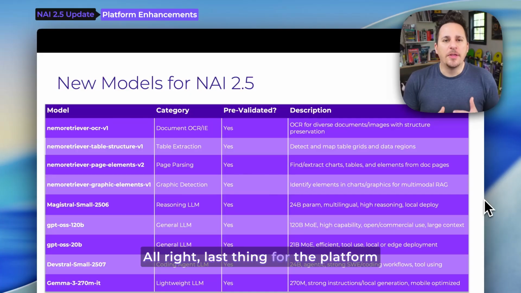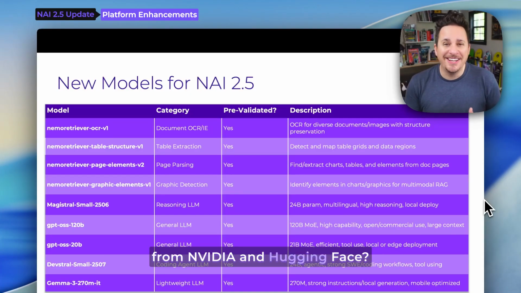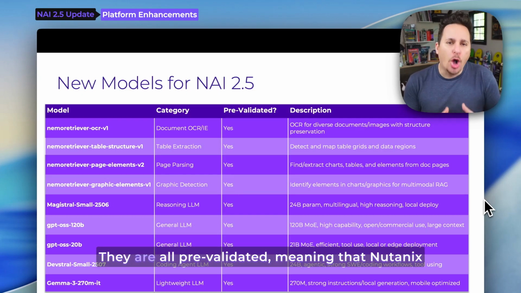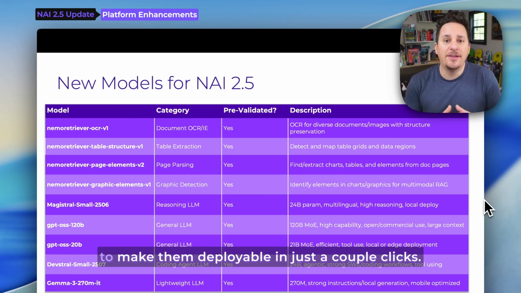All right, last thing for the platform. Did we mention there's new models available from NVIDIA and Hugging Face? And guess what? They are all pre-validated, meaning that Nutanix has taken the time to security scan them and size them for the infrastructure requirements to make them deployable in just a couple clicks.